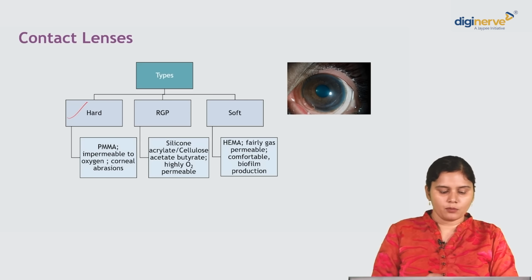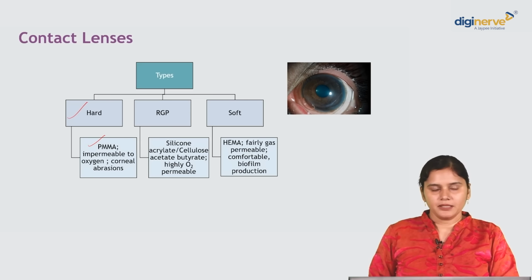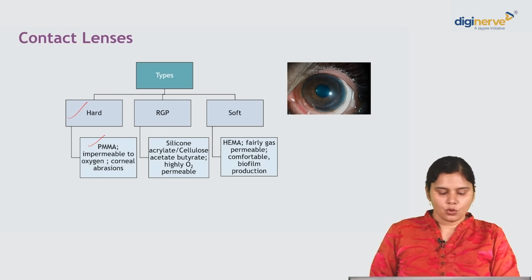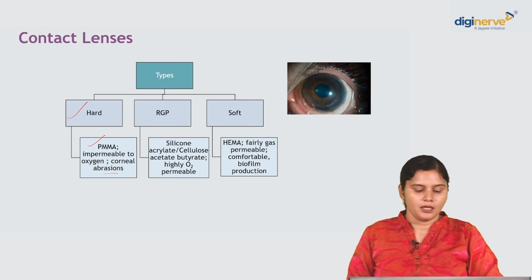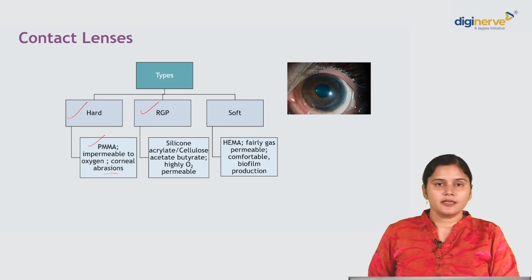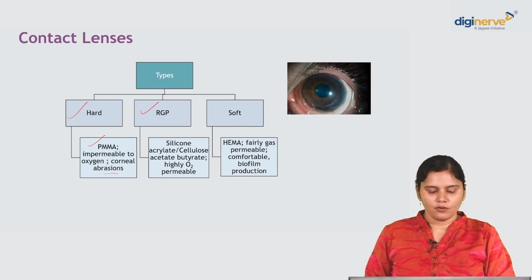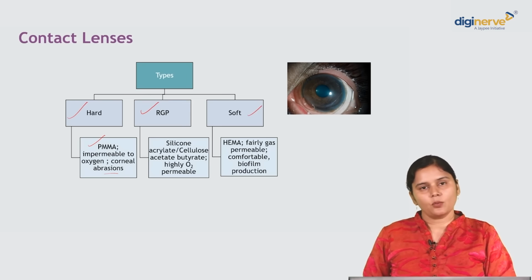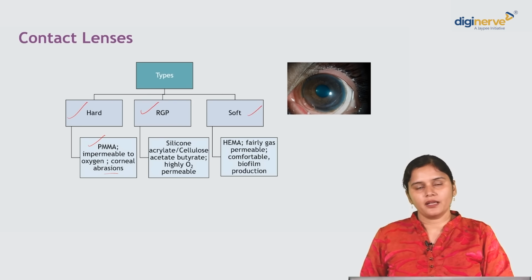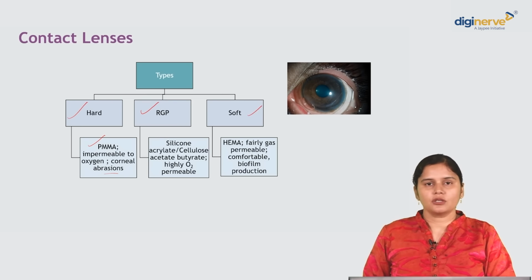Coming to contact lenses, they are of 3 types. Hard contact lenses, which are formed of PMMA, polymethyl methacrylate. They are impermeable to oxygen and they can lead to corneal abrasions if not properly made. Then we have rigid gas permeable lenses. They are made of cellulose acetate butyrate. They are highly oxygen permeable. They are used commonly.